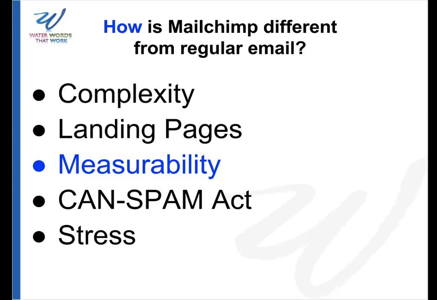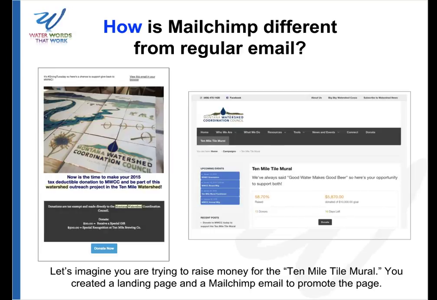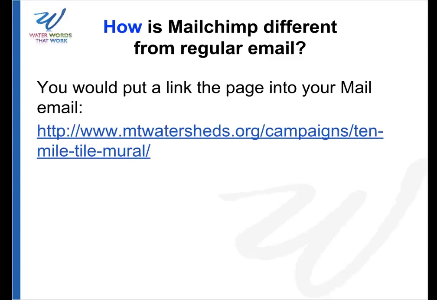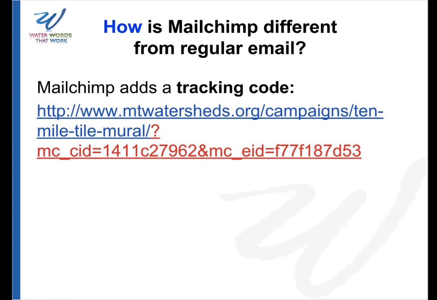Measurability. Mailchimp offers a lot more measurability than your regular email program. So let's imagine we're trying to raise money here for the 10-mile mural. We've created a landing page with a donate button on it, and we've created a Mailchimp email to promote that page. Now we'd put a link to the page into the Mailchimp email, and it would probably look like this: www.mtwatersheds.org, etc.